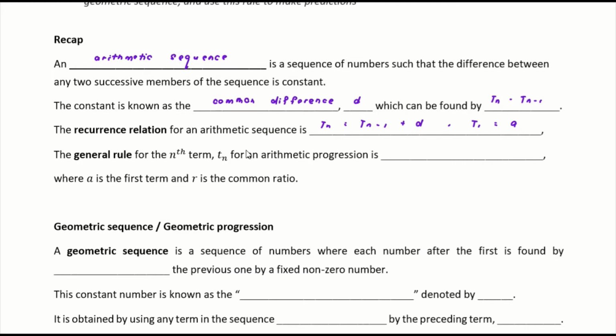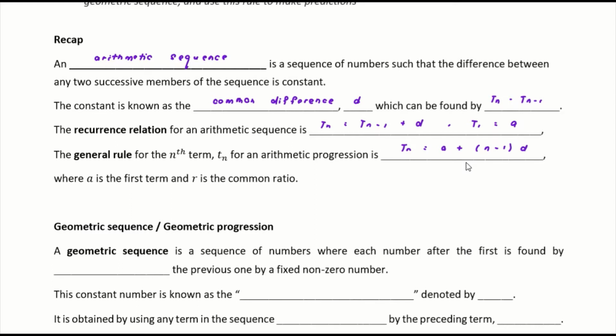The general rule for Tn, the nth term of the arithmetic progression, is written as Tn equals a plus (n minus 1)d. This is something you should be pretty familiar with, where a represents the first term and d is the common difference. The difference between the recurrence relation and the general rule is that for the recurrence relation, you must have your previous term so that you can get your subsequent term. But for the general rule, you can jump to any term that you like, as long as you have the general rule.